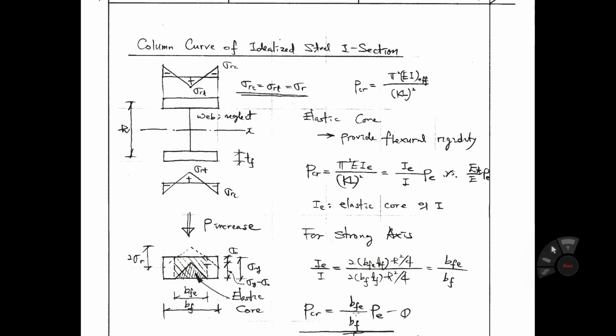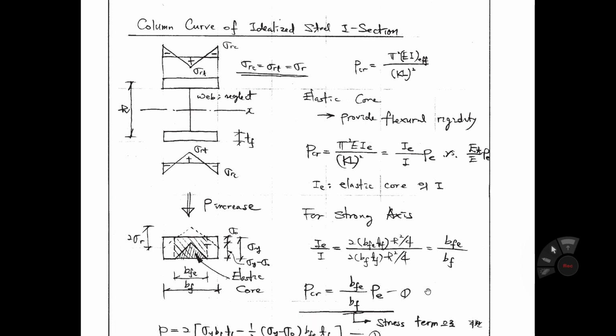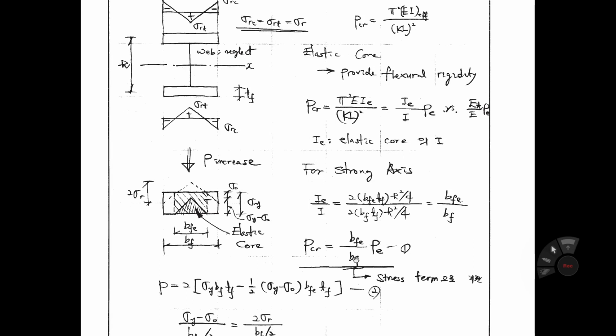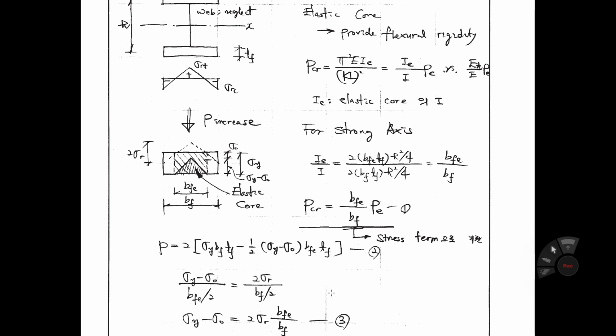Do you know the value of BFE? You don't know because you don't know sigma something. The distance from here to here is sigma 0. So you don't know that one. So we need to express BFE over BF as a stress term. So from now on, we establish some equations to show the stress term instead of BFE over BF.